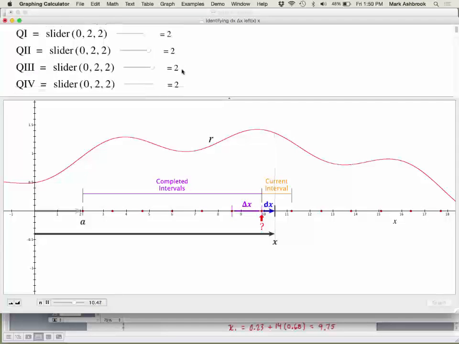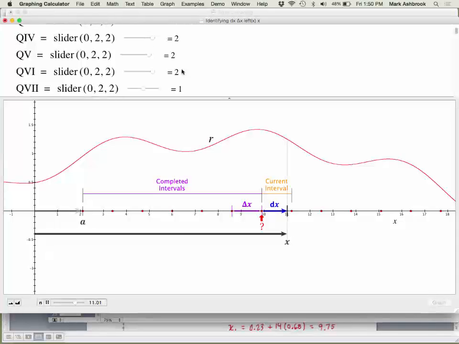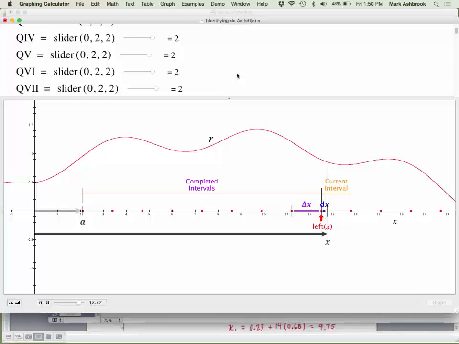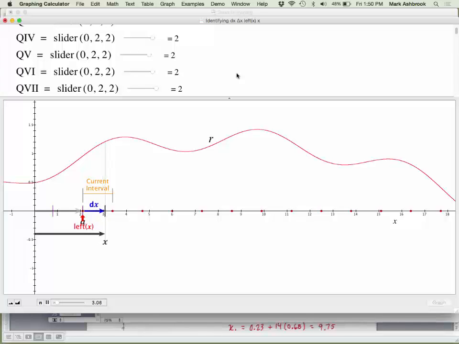Okay, the red one. Left of x. What is that? No, it's an x value. It's not an interval. Yeah, so it's the value of x at the beginning or the left side of the current interval.